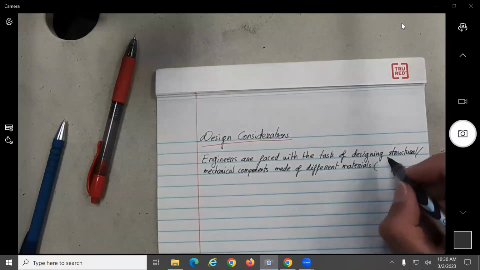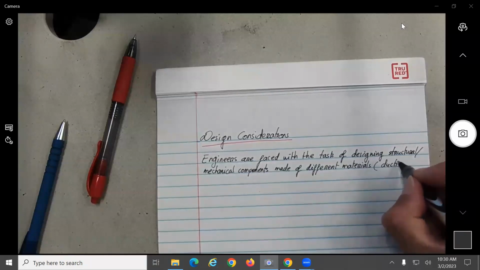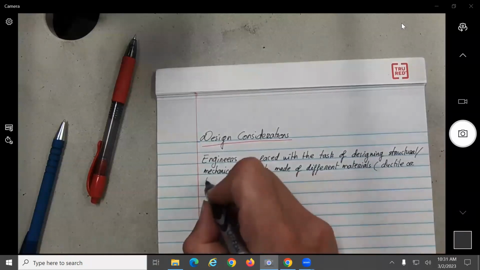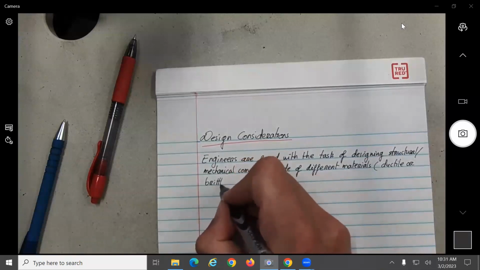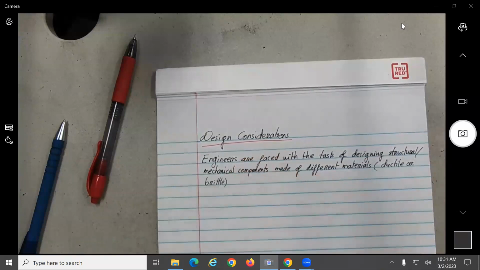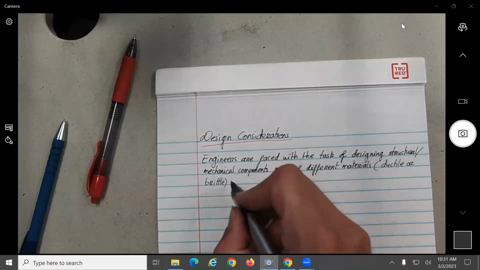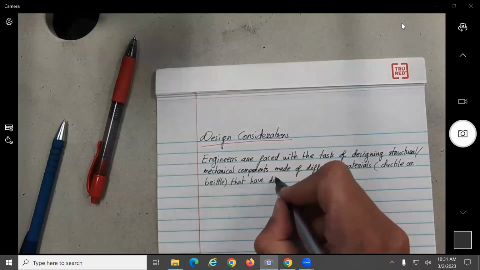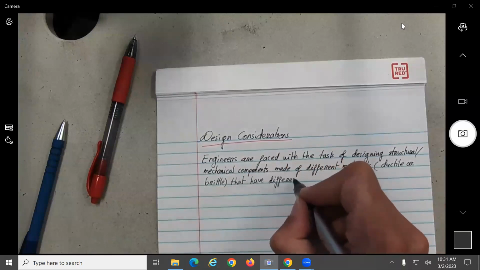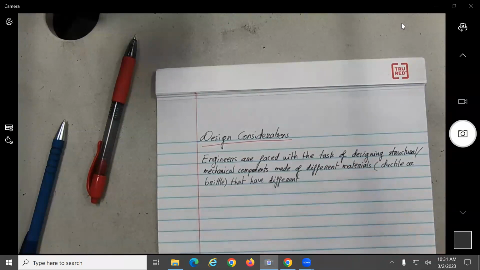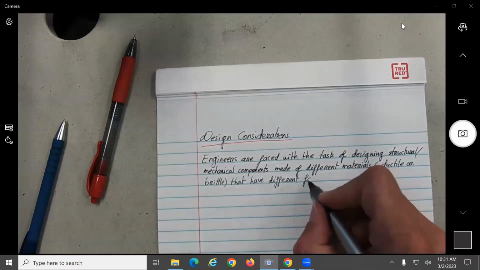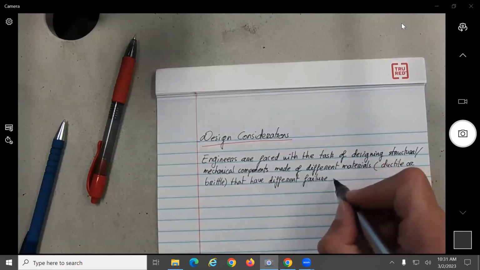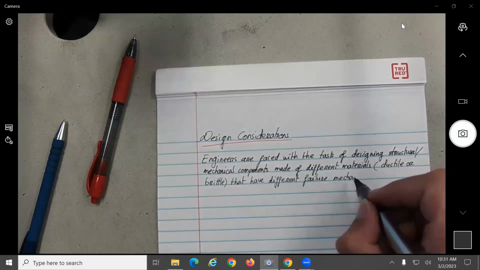We study the two materials to be ductile or brittle materials that have different failure criteria, let's say mechanism.